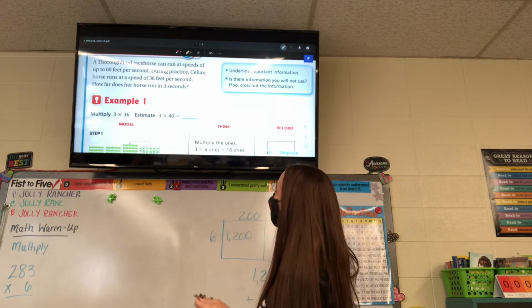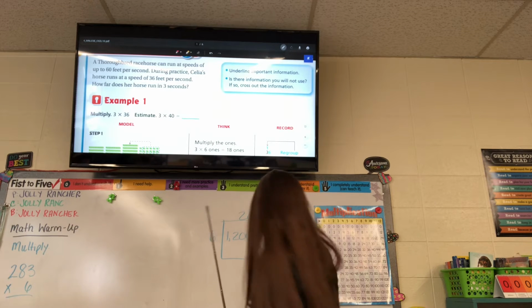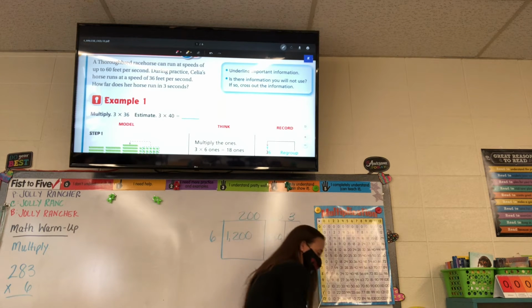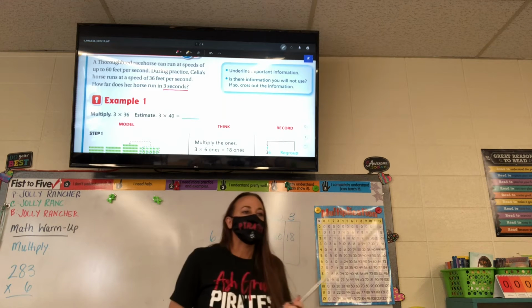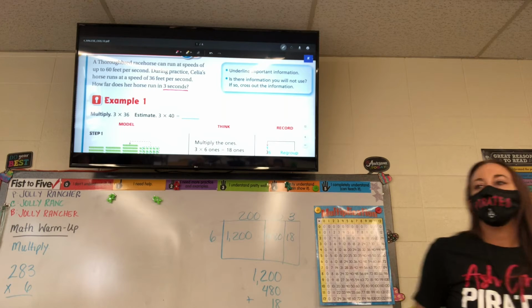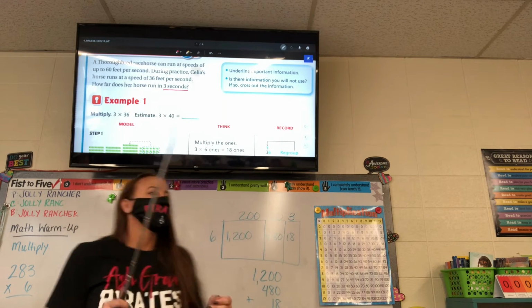Ethan, what's the first thing we need to underline? How far does she run in 3 seconds? 3 seconds. We need to underline 3 seconds. And then what else do we need to underline that's important that we have to have to solve? Waylon? 60 feet.